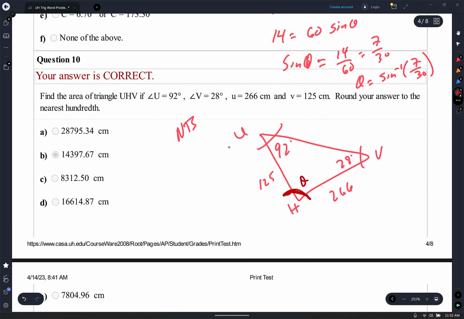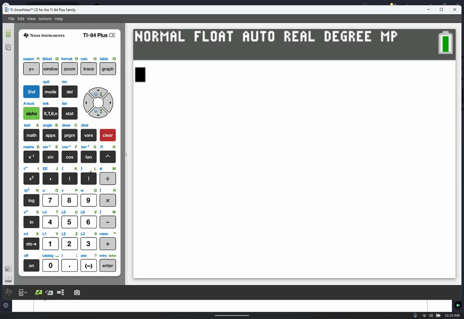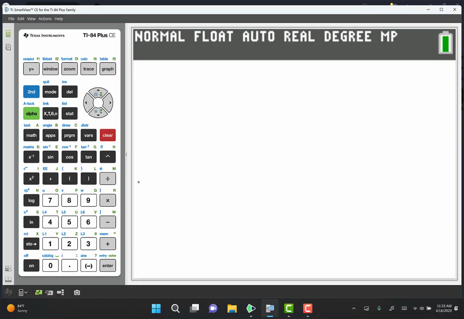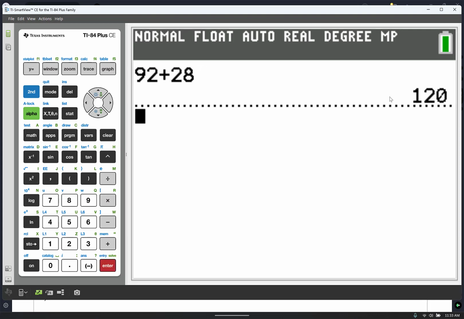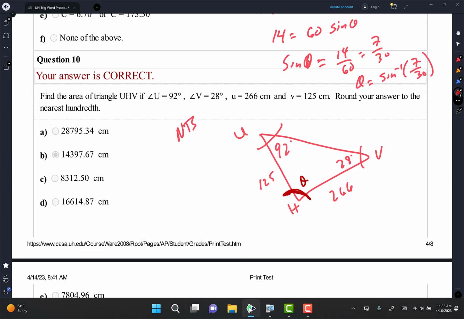And we can figure it out because all three angles of the triangle must add up to 180. So you probably don't need a calculator for this. You can probably do it by hand, but 92 plus 28, I know you guys know how to add, and there it is, I got 120. So obviously you got to subtract that from 180. So 180 minus 120 gives you 60. And yes, I know some of you don't need to do all that. That's fine. So I know that that angle is 60 degrees, and now I can figure it out.